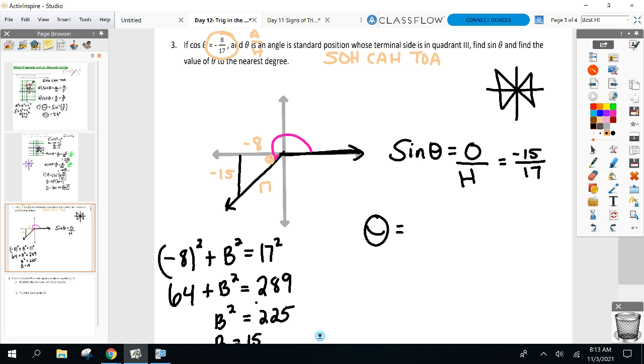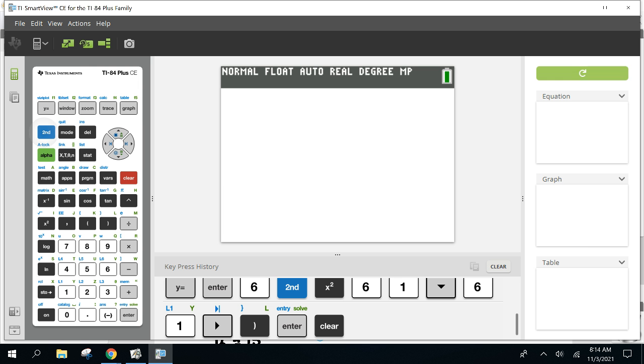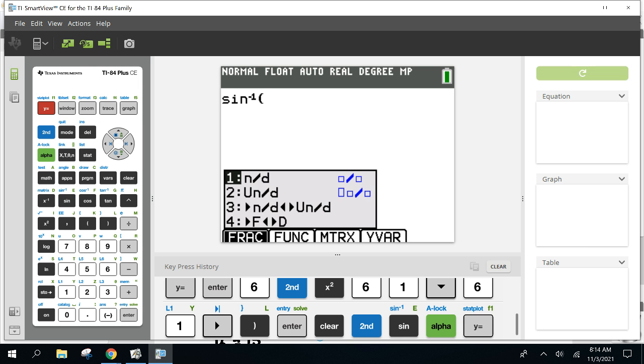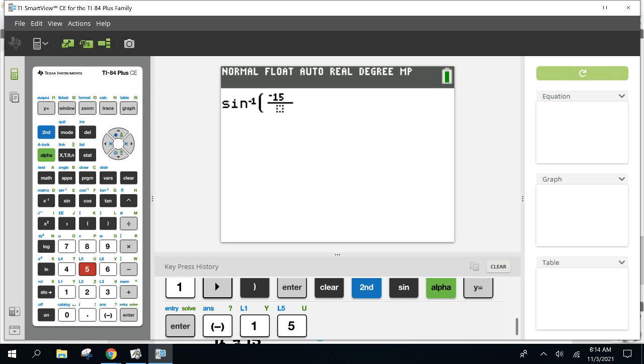Which one do you want to do, cosine or sine? I don't care. Can we just pick one? There's no wrong answer. Sine, fine. Ready? Inverse sine. What fraction are you going to take? Negative 15 over 17. All right, let's roll. Inverse sine, fraction template, negative 15 over 17.